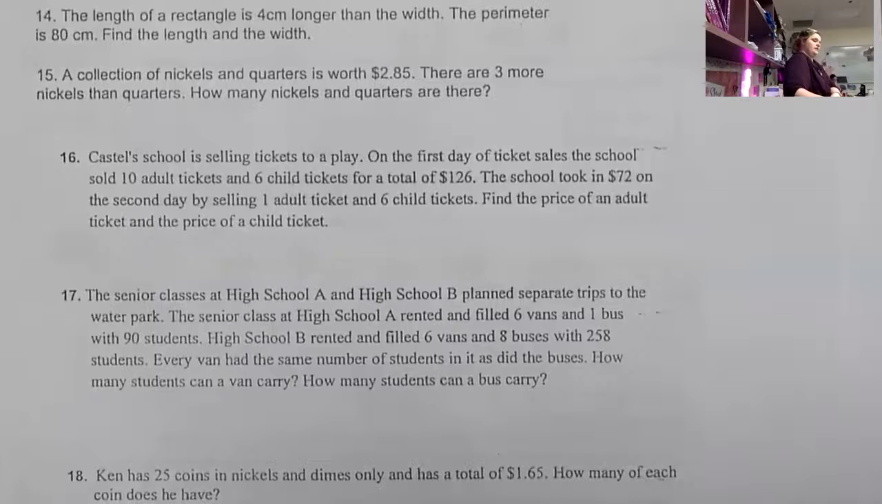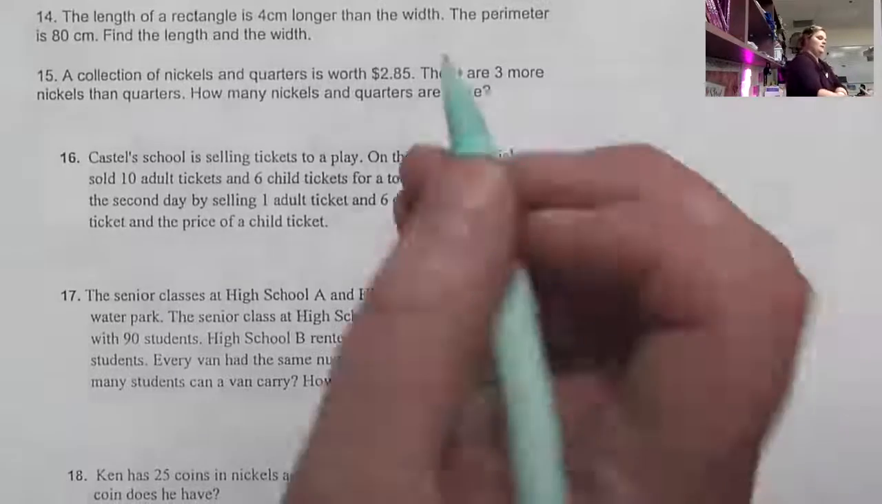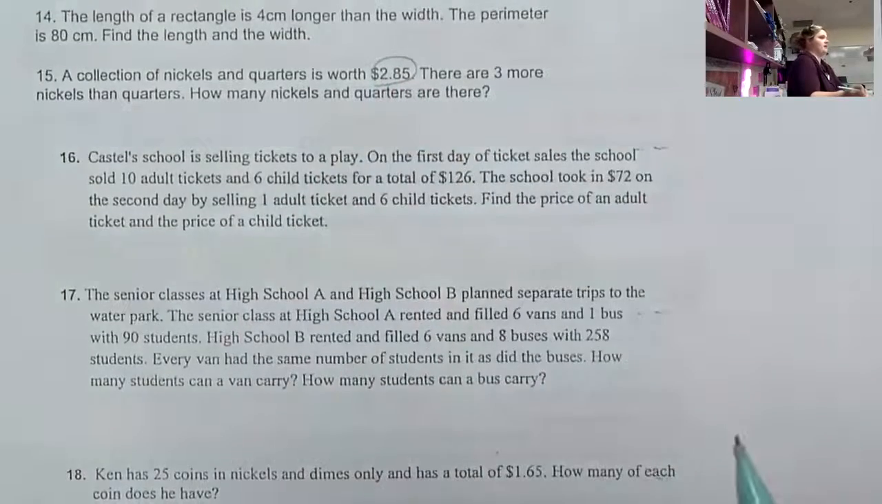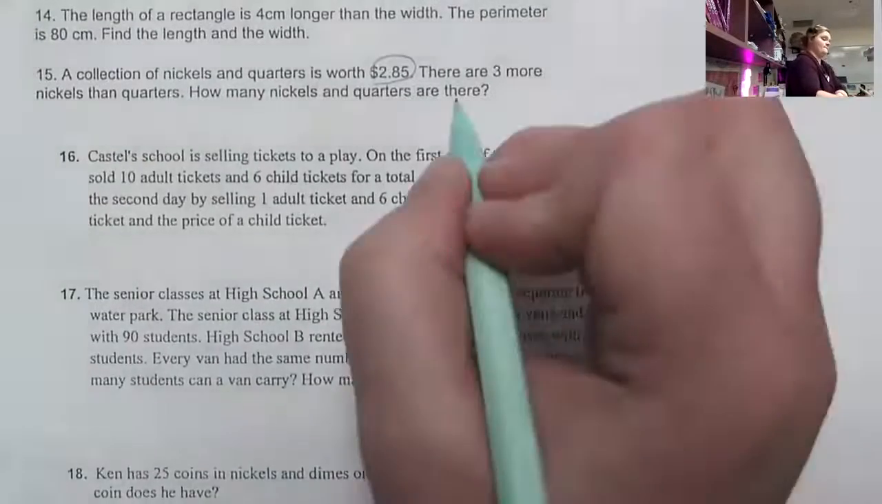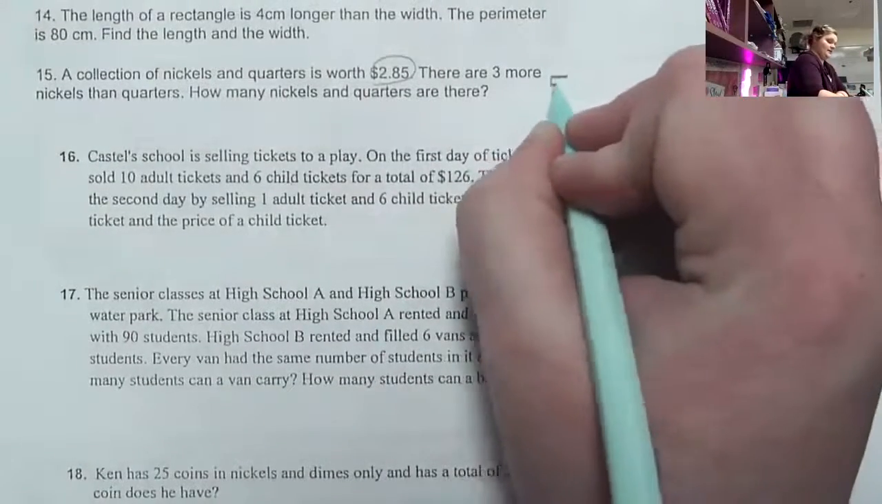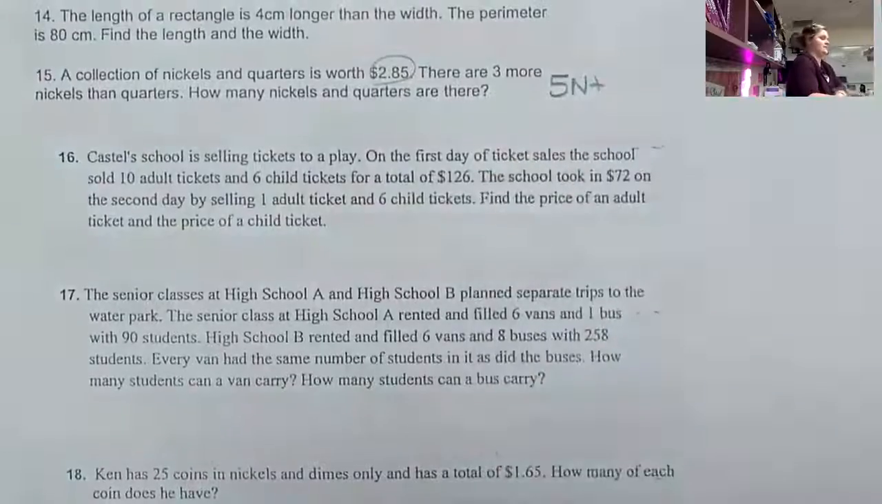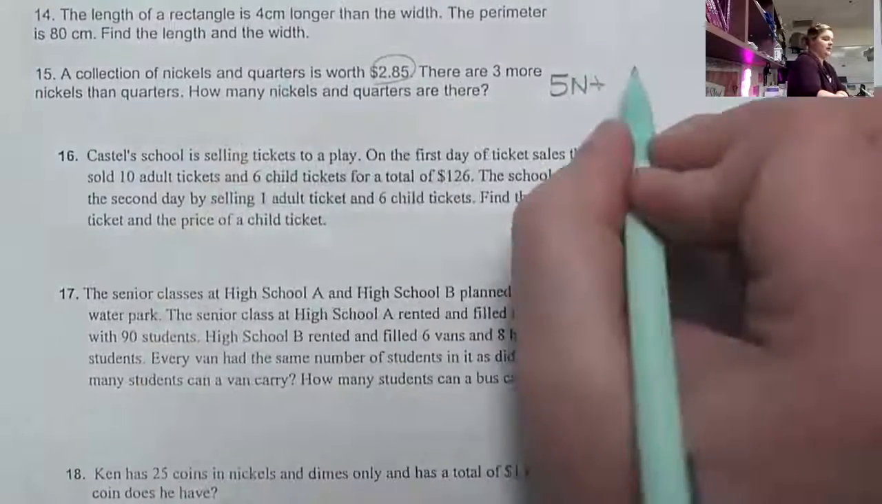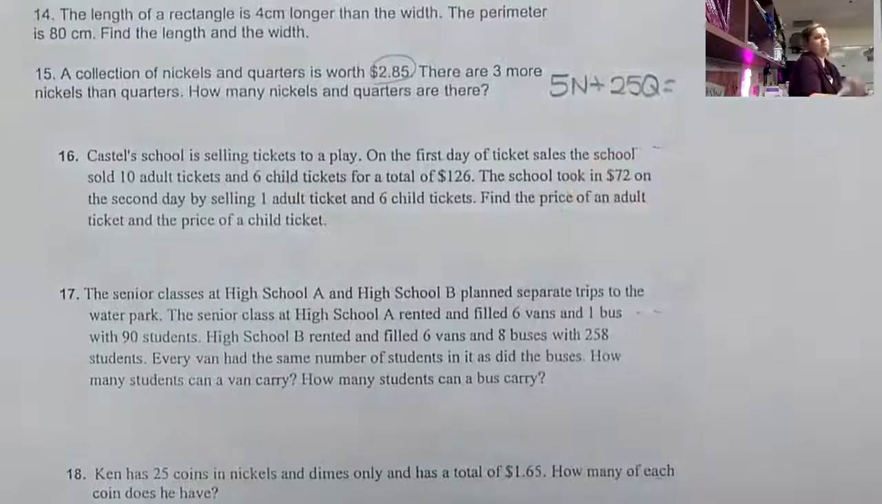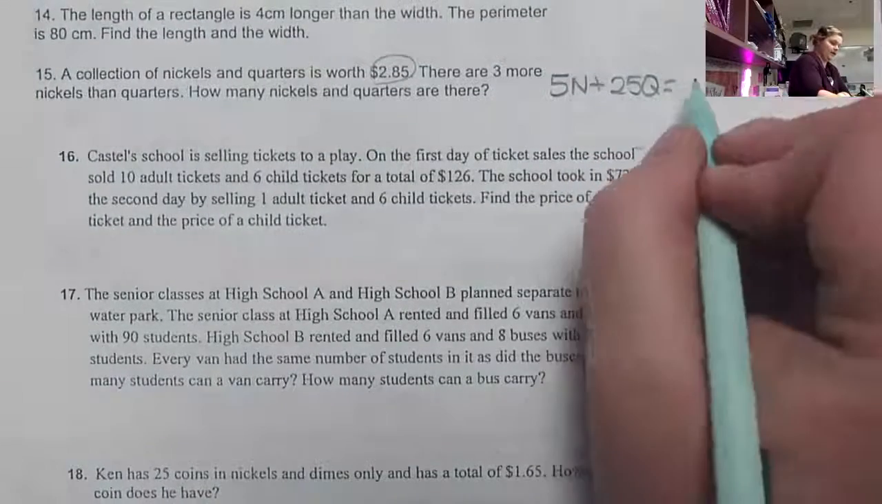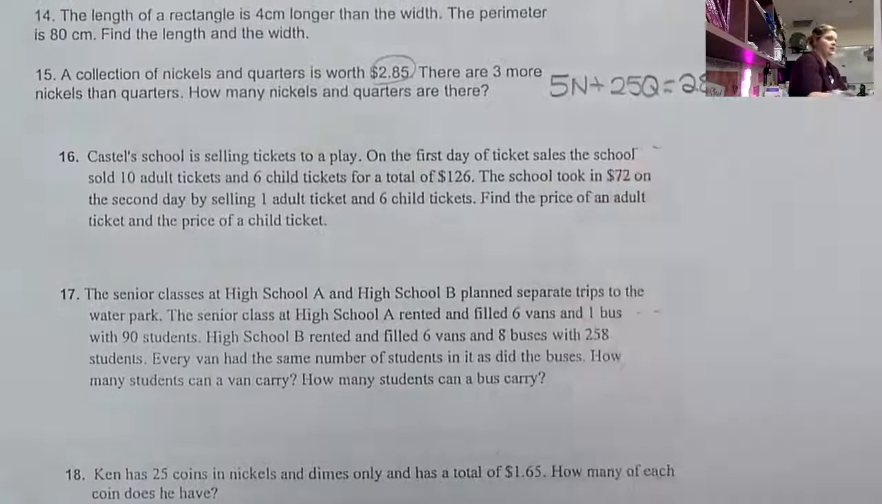A collection of nickels and quarters is worth $2.85. There are 3 more nickels than quarters. How many nickels and quarters are there? Okay, so the first thing it talks about is the money, right? So how much is the nickel worth? 5 cents. So we're gonna go 5N plus, we also have quarters. How much is the quarter worth? 25Q equals how much money? 285. Good job dropping the decimal.